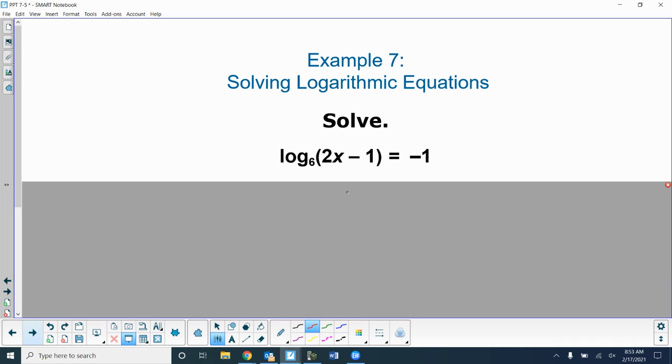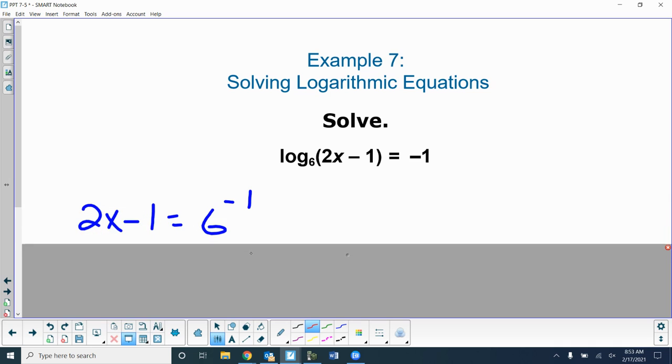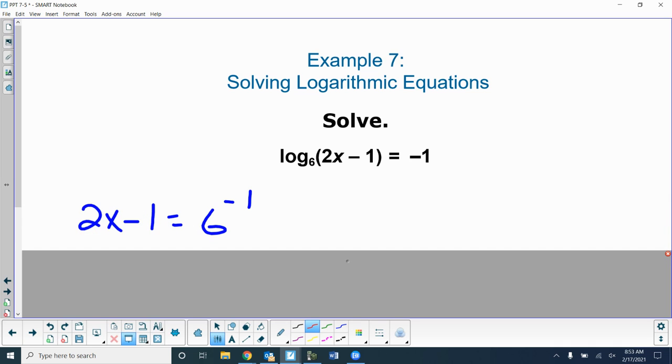So I don't have a log on both sides of this one though, do I? So how do I change this to exponential? What's the base when I write it exponentially? 6, what's the exponent? -1, very good. What's it gonna equal? 2x minus 1, that's what we do. All right? So the base is 6, the exponent is -1. Remember, that's what logs are, the exponents. And then you just solve it. Simple, right? All right, so what do I do now to solve?